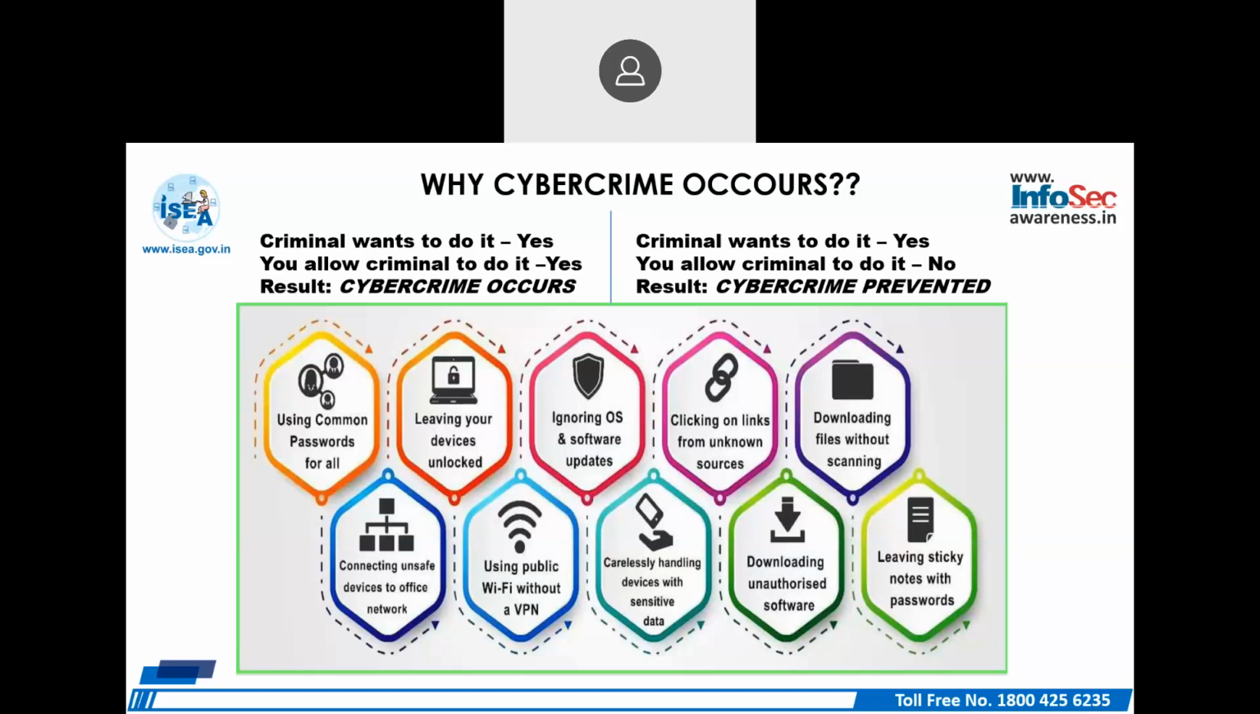Then next is connecting unsafe devices to the office network. Now, we have a lot of personal devices we sometimes bring to the office, and we connect them to our office network. Do you know if your device contains a malware or something? Do you know if your office network is allowing it or not? If your office network does not allow it, you may end up losing your job because of it, because some corporate offices are very strict about their policies.